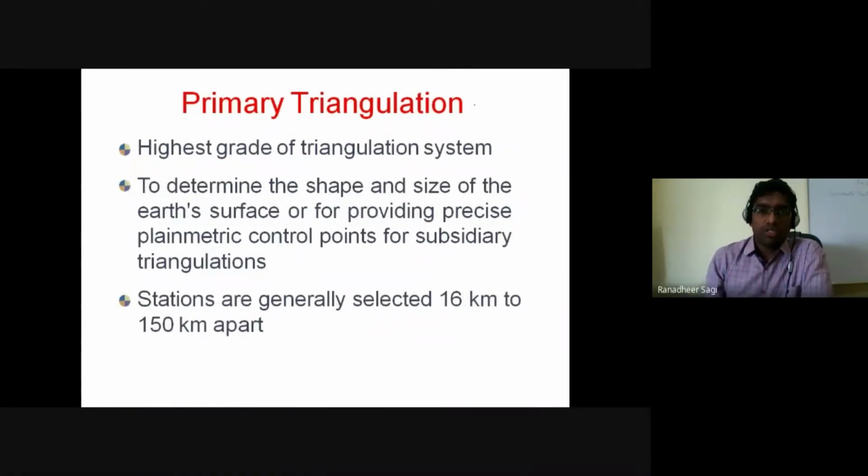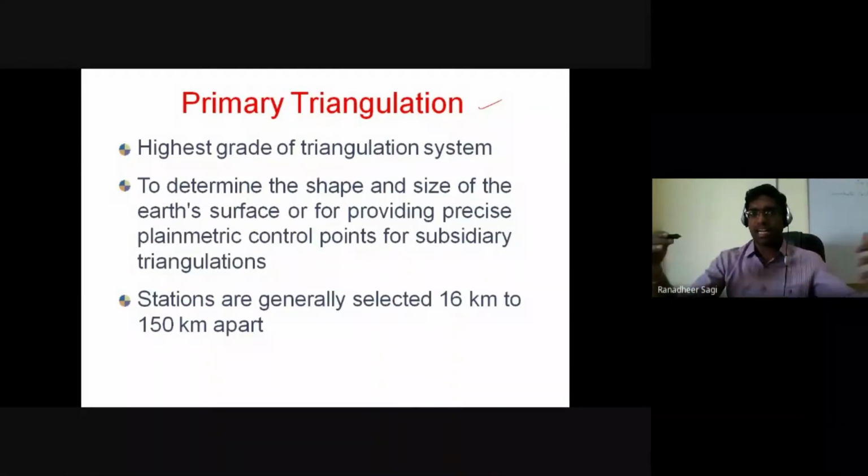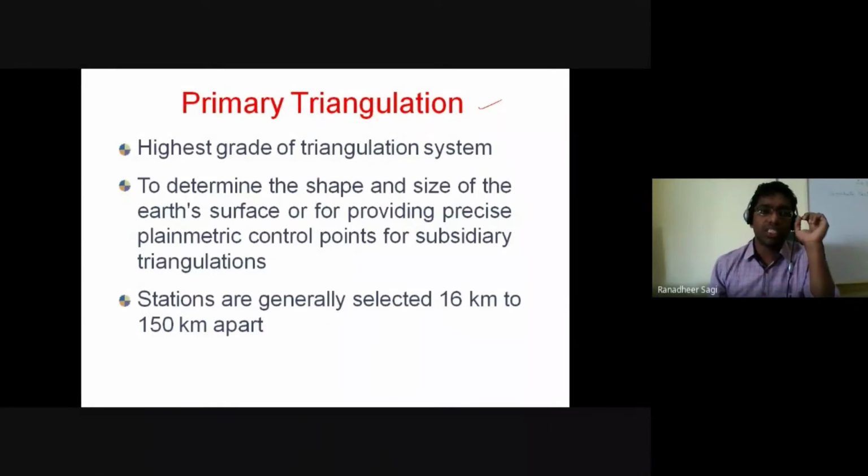Primary triangulation. What does primary triangulation mean? It is a triangulation system, or network, formed with very high accuracy. I repeat, this triangulation network is going to be built, or represented, with very high accuracy. Such a triangulation network is called primary triangulation, or first order triangulation.